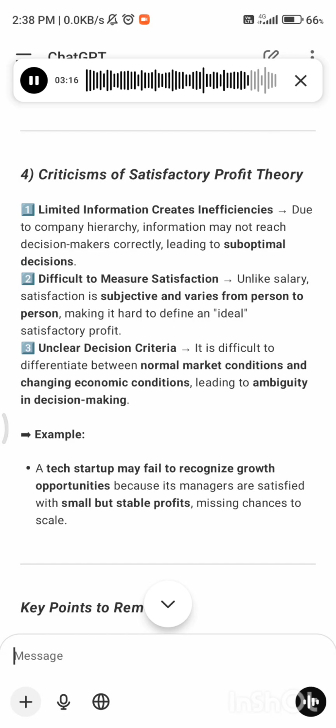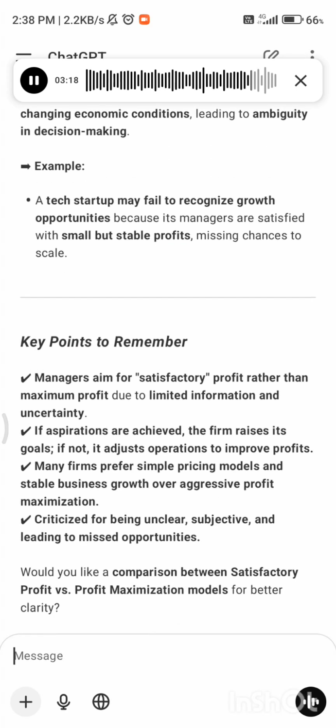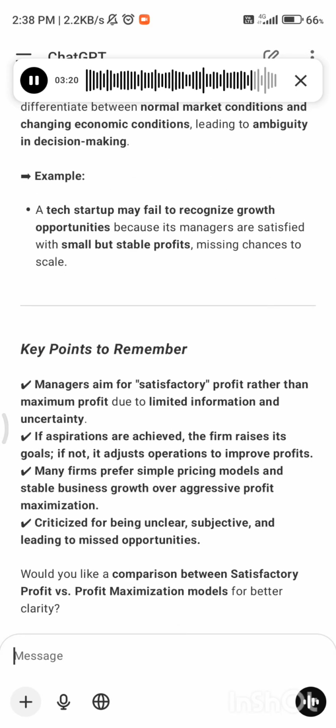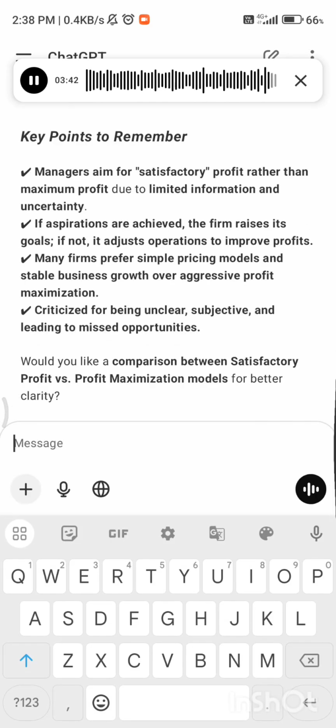Key points to remember. Managers aim for satisfactory profit rather than maximum profit due to limited information and uncertainty. If aspirations are achieved, the firm raises its goals. If not, it adjusts operations to improve profits. Many firms prefer simple pricing models and stable business growth over aggressive profit maximization. Criticized for being unclear, subjective, and leading to missed opportunities.